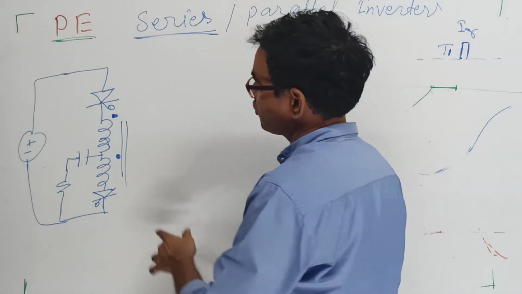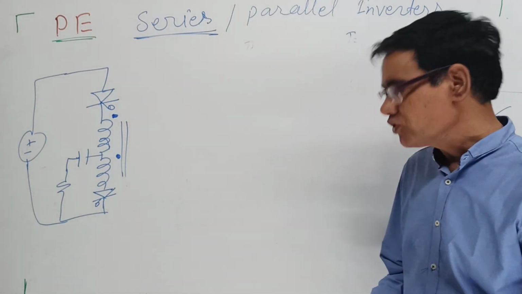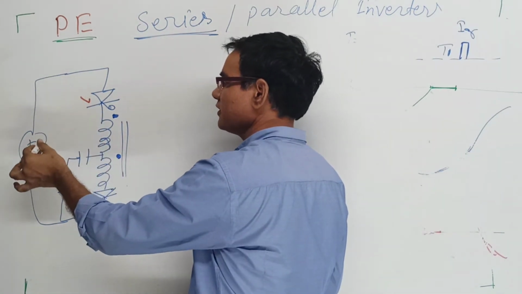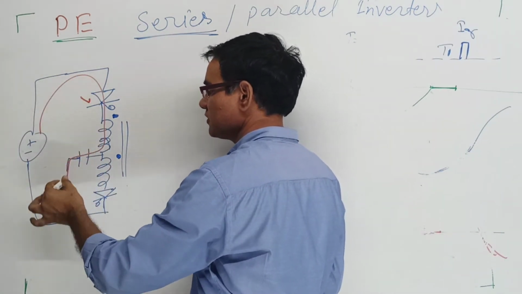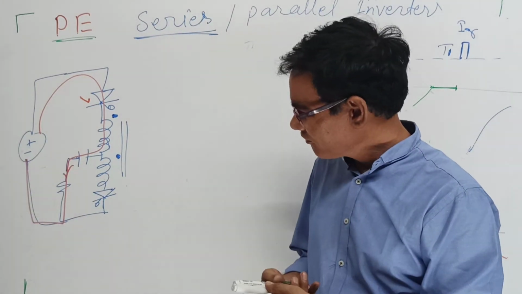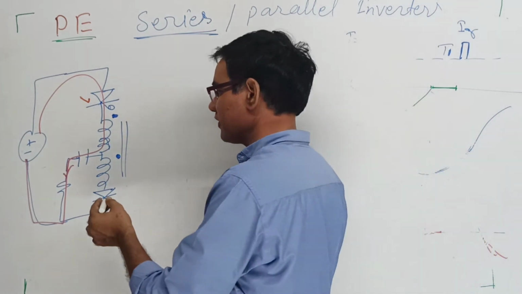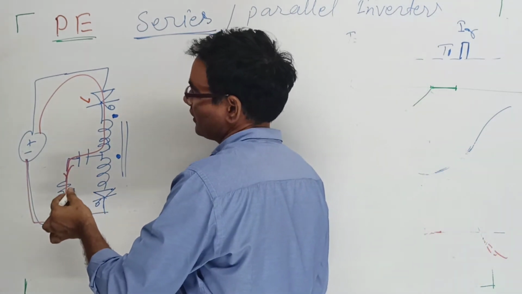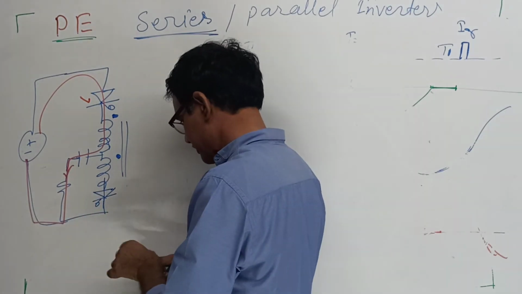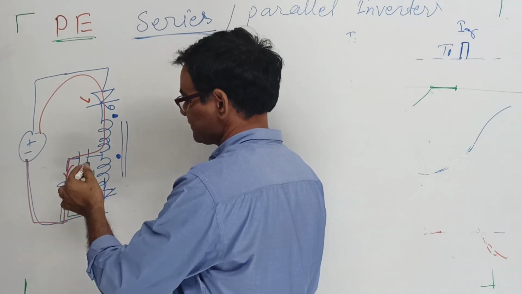One parallel means the core material is used over here. So what happens? When one switch is on, this is the flow of power like this. When this switch is off, the flow of power is from this, like this.